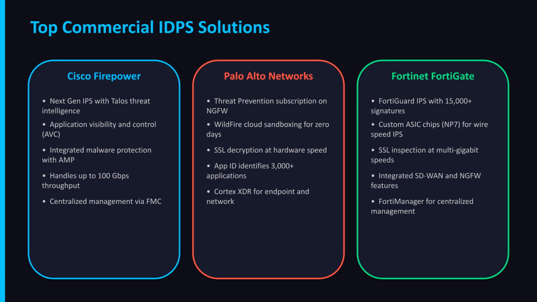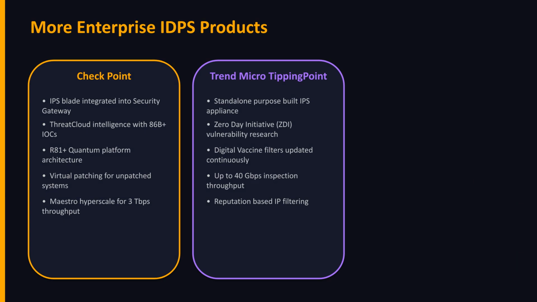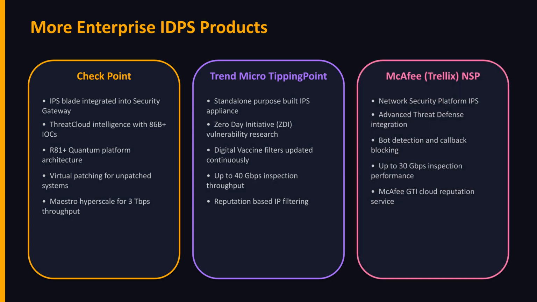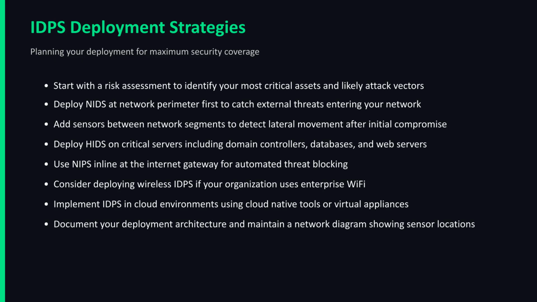In the commercial space, solutions like Cisco Firepower, Palo Alto Networks, and Fortinet's FortiGate provide robust next-generation IPS capabilities. These platforms integrate advanced threat intelligence and high-speed hardware acceleration to secure large-scale enterprise environments. Other major enterprise players include Checkpoint, Trend Micro TippingPoint, and Trellix. These vendors offer specialized IPS appliances and blades that focus on massive throughput, continuous signature updates, and protection against sophisticated, evolving threats.